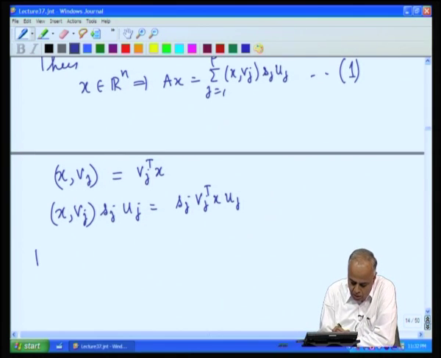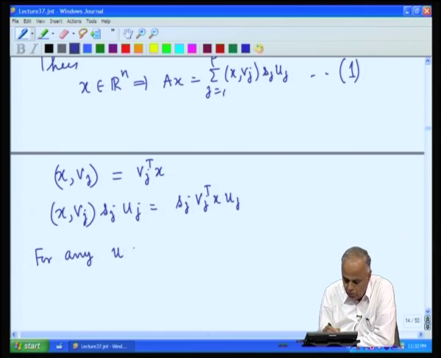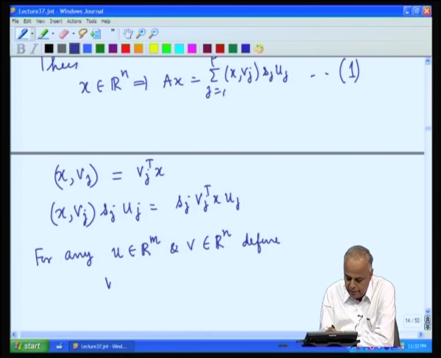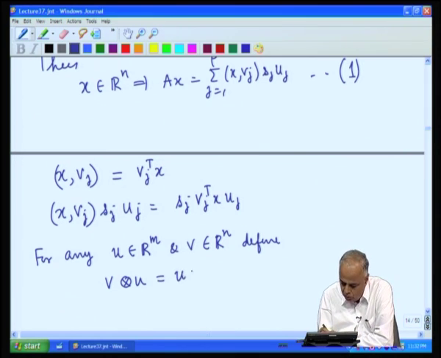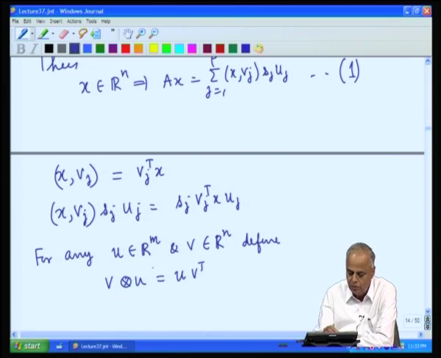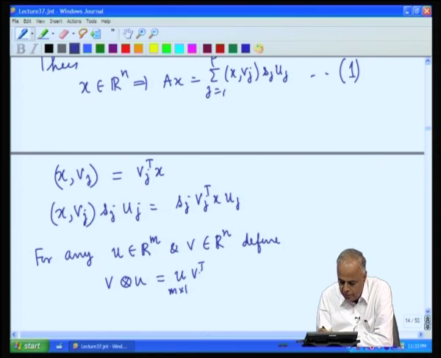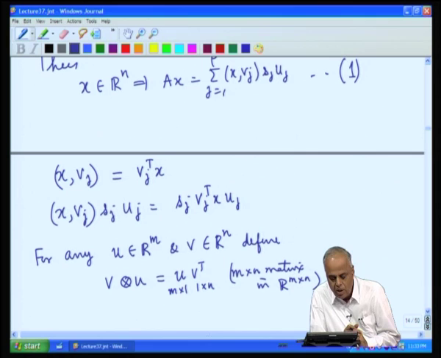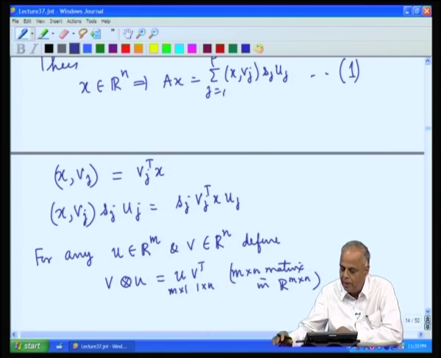Now, for any u in R^m and v in R^n, we define the tensor product v tensor u as u v transpose. Now, u is in R^m, so this is m by 1, and v is in R^n, so v transpose will be 1 by n. So, this will be an m by n matrix in R^(m by n). So, it is real. So, if u is in R^m, v is in R^n, v tensor u, defined as u v transpose, is an m by n matrix.